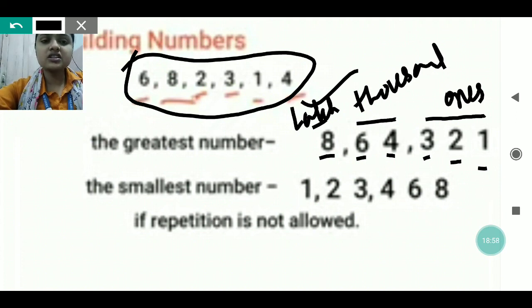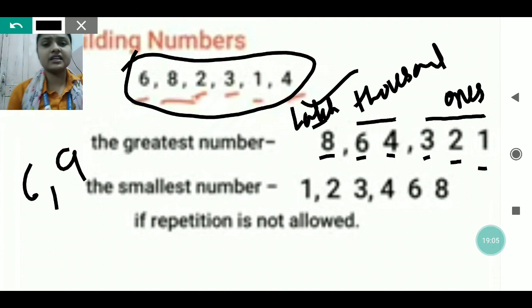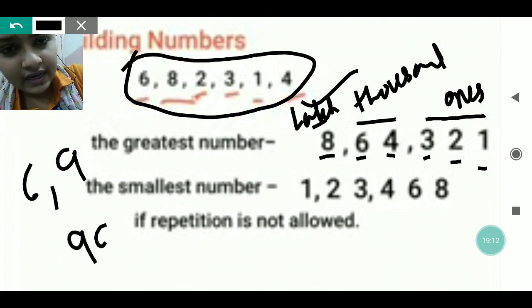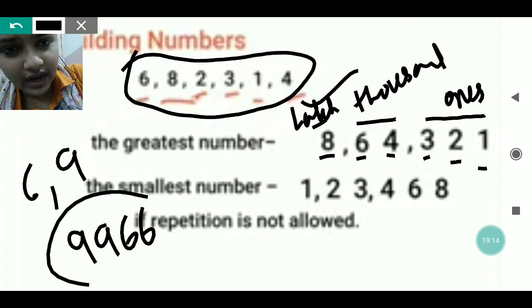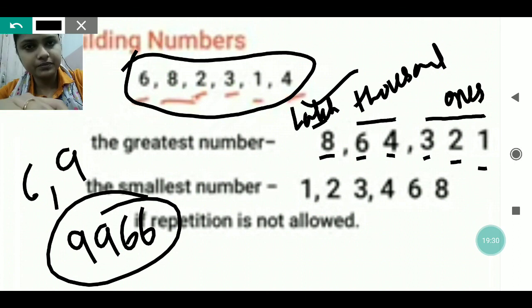If repetition is allowed, suppose it is given 6 and 9 and it is asked to write the 4-digit largest number by using these digits. So it's very easy, 9966 when you will write. Then it will form. If repetition is allowed, in the same number you can repeat 2 times. But here you don't have to repeat any number. So from the digits which are given, from those only you have to form the smallest as well as the largest.